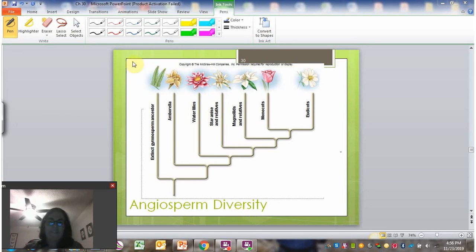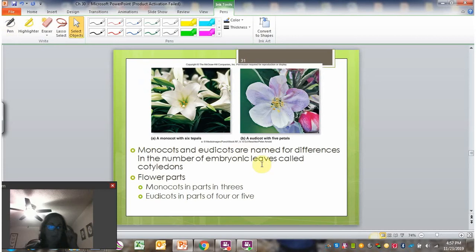There's a wide diversity of angiosperms that differ in hundreds and hundreds of different ways. The cladogram showing some of the angiosperm groups is spread out here, so we see many different lineages of angiosperms. We'll focus on just two of those lineages, the monocots and eudicots, and then we'll talk more generally about some of the different ways that flowers differ from each other and what evolutionary processes have led to those. So monocots and eudicots are the two groups that we'll take a closer look at.